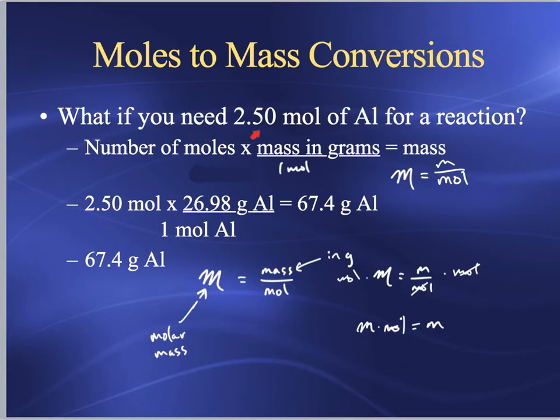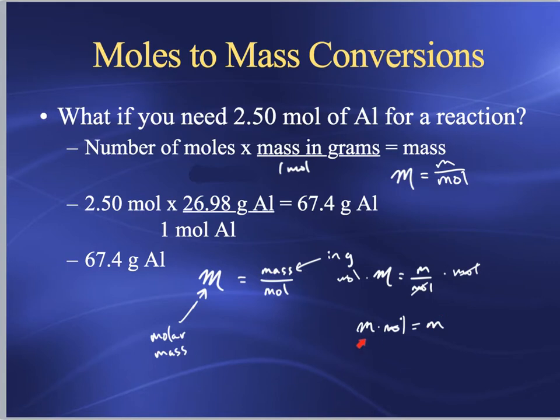So here it says, what if I need 2.50 moles of aluminum for a reaction? Well, I don't have a scale in the lab that measures in moles. I have a scale that measures in grams. So if I can figure out how many grams that is, I can weigh that out on the scale. So if I solve this equation for mass, I bring moles up to the left side. That's what we're doing over here. Multiply both sides by moles, and then I get mass over here is equal to moles times molar mass. That's what's going on right there. I'm just rearranging this equation. It's just algebra. Right? It's just A equals B over C and rearranging that.